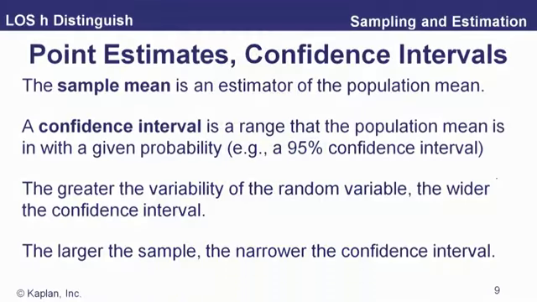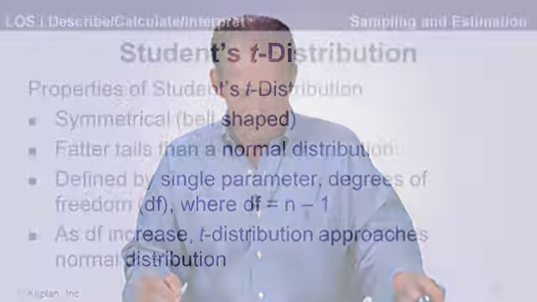So the greater the variability of the random variable, the wider the confidence interval. Makes sense. If we have sample means from samples of size 5, our 95% confidence interval based on that information is going to be wider than if we had a sample size of 100. We're more sure, we've got a lower standard error, and our confidence interval would be narrower. The larger the sample, the narrower the confidence interval.